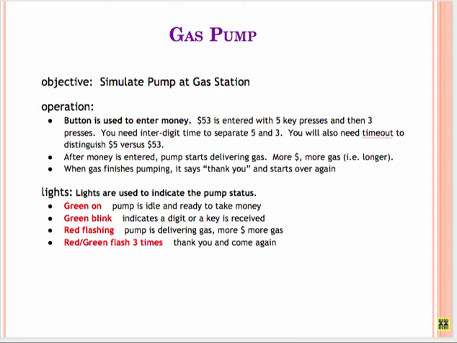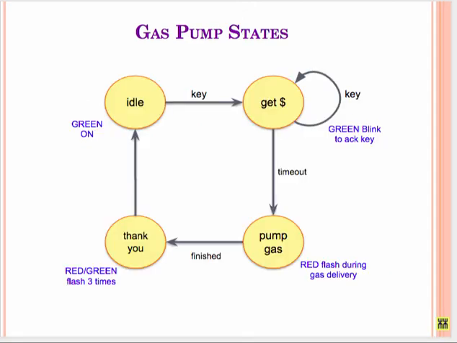After the gas is done, you will flash three times, like saying thank you, and then have both red and green flashing 3 times, and then go back to the green again. Okay, so this is the set of requirements, and let's look at what would be a state diagram. This is one implementation that I have, and obviously it cannot be the only implementation. Everyone can have a different way of doing it.